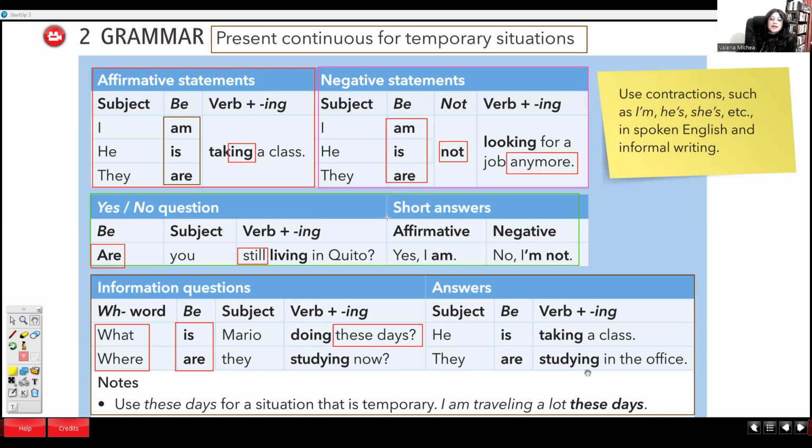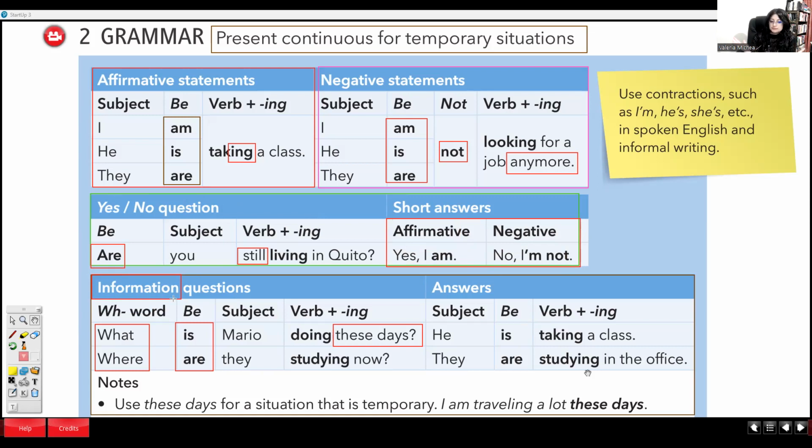All right, so what is the difference between yes or no questions and information questions? As you can see, in yes or no questions, you only have two options, yes and no. But in information questions, you don't have options and you have to give information. That's why they are called information questions. You have to share your information. What's Mario doing these days? He's taking a class. Where are they studying now? They're studying in the office.